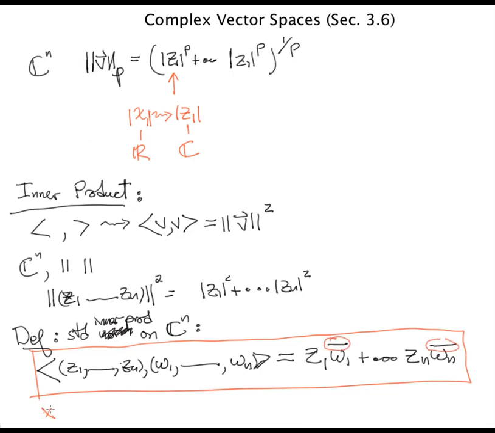And remember, the complex conjugate is the thing which takes x plus iy to x minus iy. And it has the nice property that if you have a complex number, the absolute value of z squared can be written as z times z bar. And the point of this is that with this definition, if you take the inner product of v with itself, what do you get? Well, this is the inner product of z1 through zn with itself.